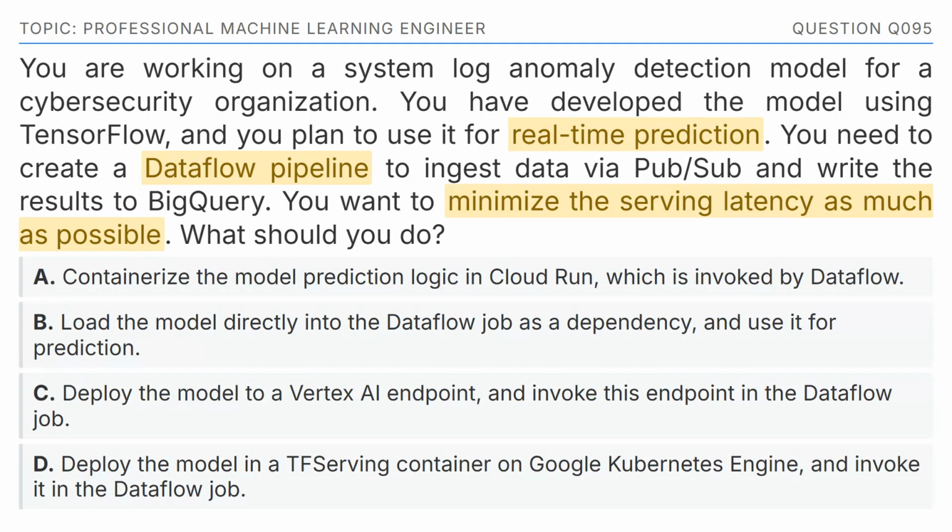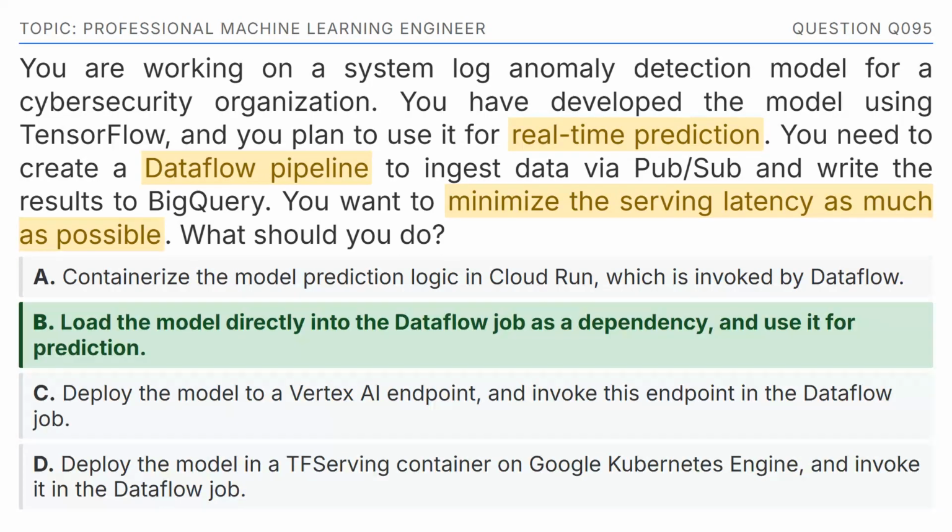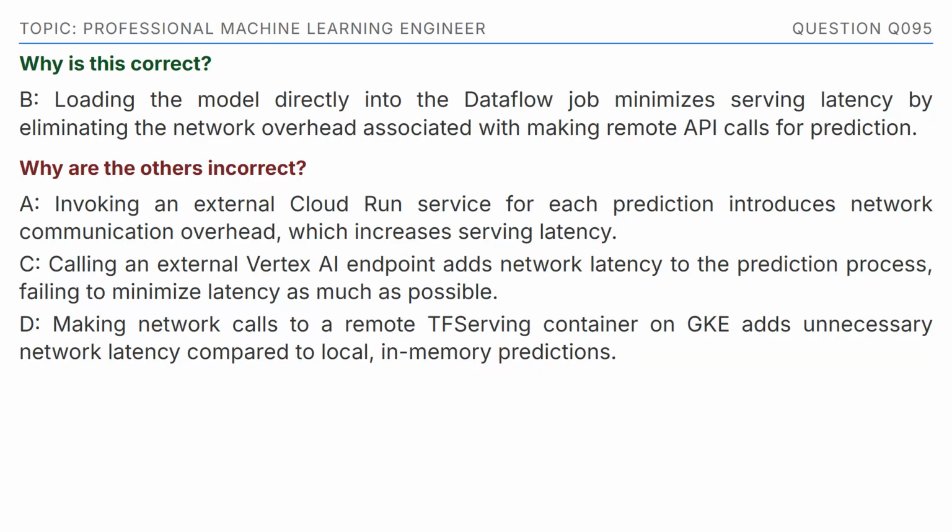To arrive at the correct answer, we focus on the keywords: real-time prediction, Dataflow pipeline, minimize the serving latency as much as possible. The correct answer is option B, load the model directly into the Dataflow job as a dependency, and use it for prediction. Why is this correct? B. Loading the model directly into the Dataflow job minimizes serving latency by eliminating the network overhead associated with making remote API calls for prediction. Why are the others incorrect?